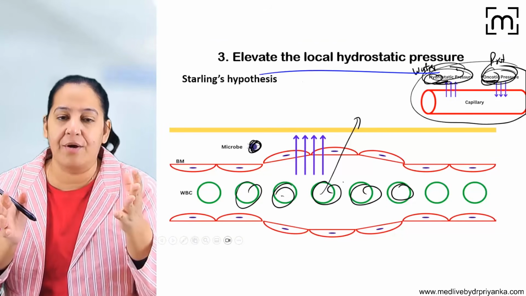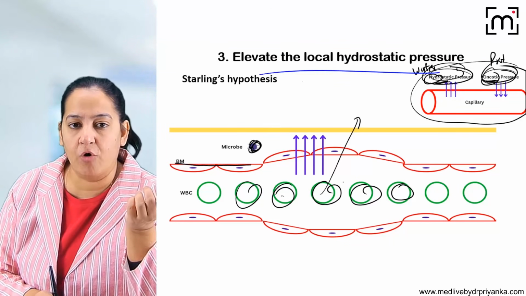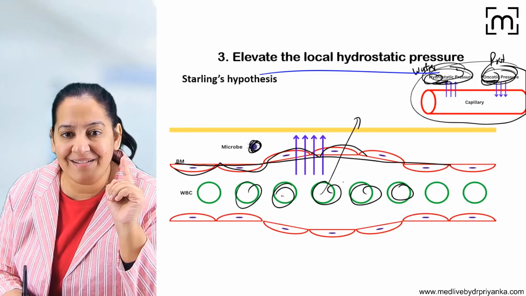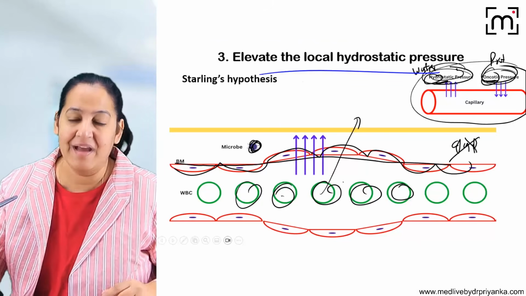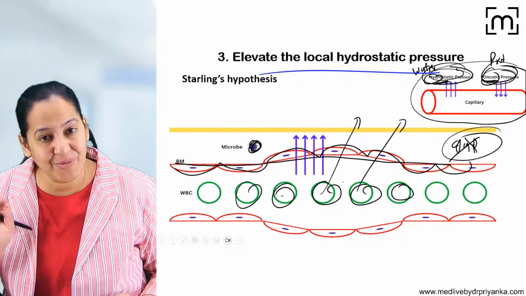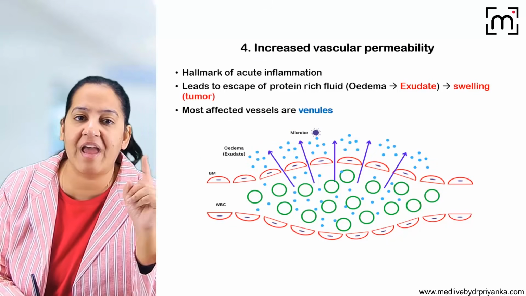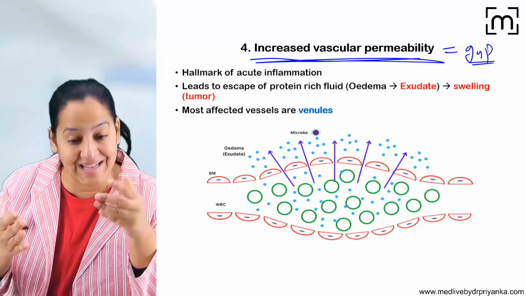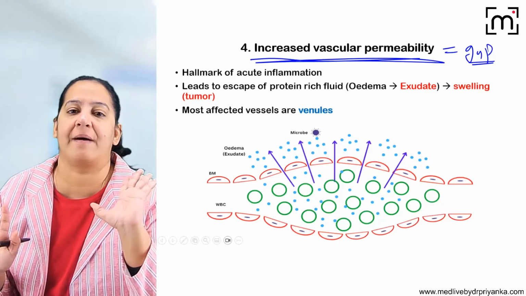A question should arise in your mind that, ma'am, how WBC will go out? You are saying we want to take WBC out, but I can see the endothelial lining is continuous. There is no gap. Normally, we don't have gap in the wall of the capillary. So if there is no gap, how WBC will go out? So create the gap. That is step number 4. So step number 4 is creation of gap. Creation of gap is known as increased vascular permeability. We will create the gap so that later on the WBC can come out. In this step, we are not taking WBC out. We are just creating the gaps.